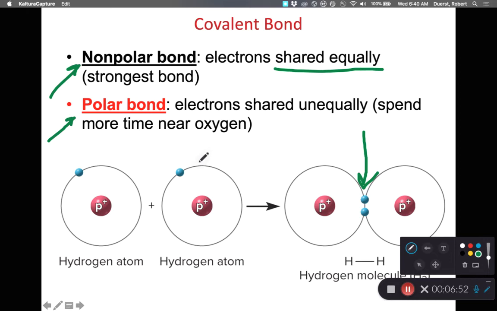If we have a polar covalent bond, the electrons are going to be shared unequally. The most common highly electronegative element that's going to be associated with these polar covalent bonds is going to be oxygen. And in this situation, if it was an unequal sharing, these two electrons would be scooted a little bit farther over to the nucleus of one atom and farther away from the nucleus of the other atom. That would be an unequal sharing, or a polar covalent bond.